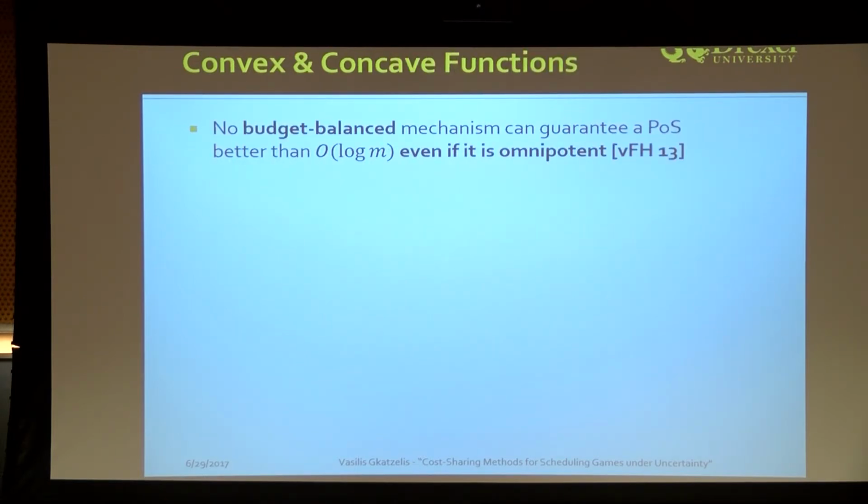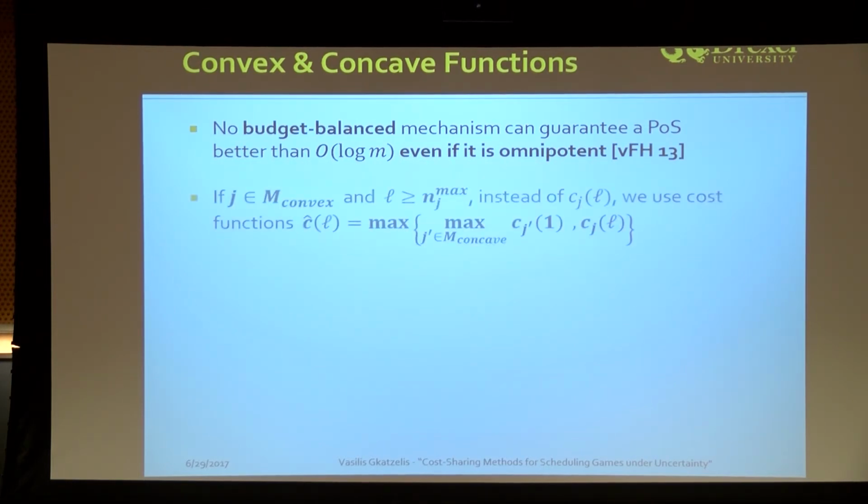The next class that we consider is both convex and concave. In that case, we already know from Von Falkenhausen and Harks that no budget-balanced mechanism can guarantee a price of stability, not even price of anarchy, better than a logarithmic approximation, even if it's omnipotent, even if it knows everything. So this is a very strong negative result. Therefore, if you don't overcharge, it's hopeless. Even if you knew everything, there's no way you can get better than a logarithm.